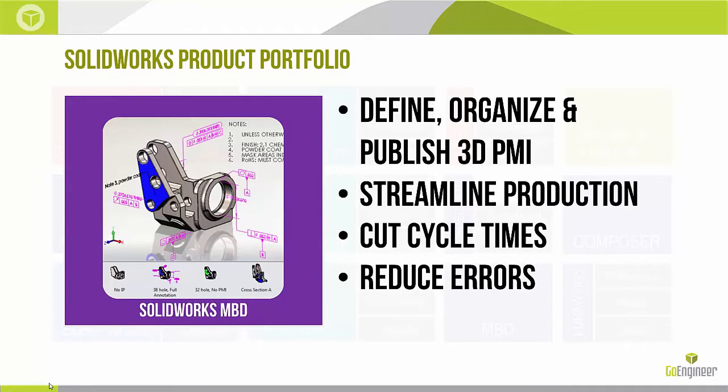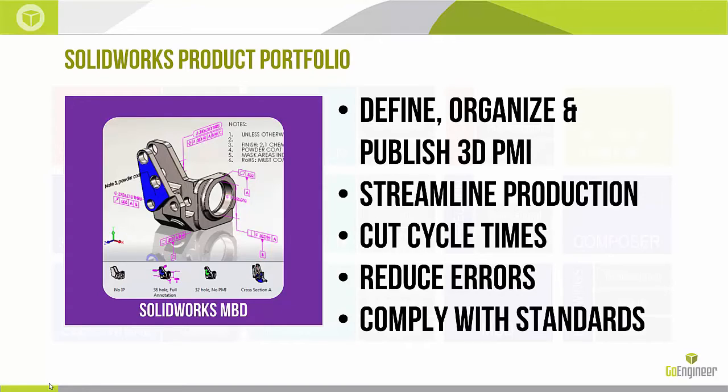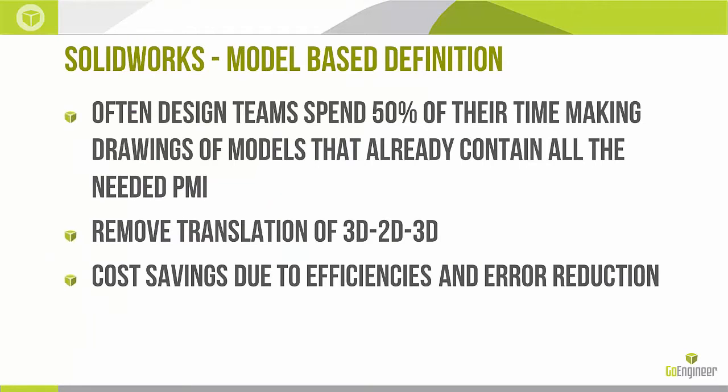That's a lot of acronyms. Product manufacturing information. So what that does is it actually allows us to streamline our production while cutting design cycle times. We're reducing errors, and for some of our customers, it's very important we have the ability to comply with standards.